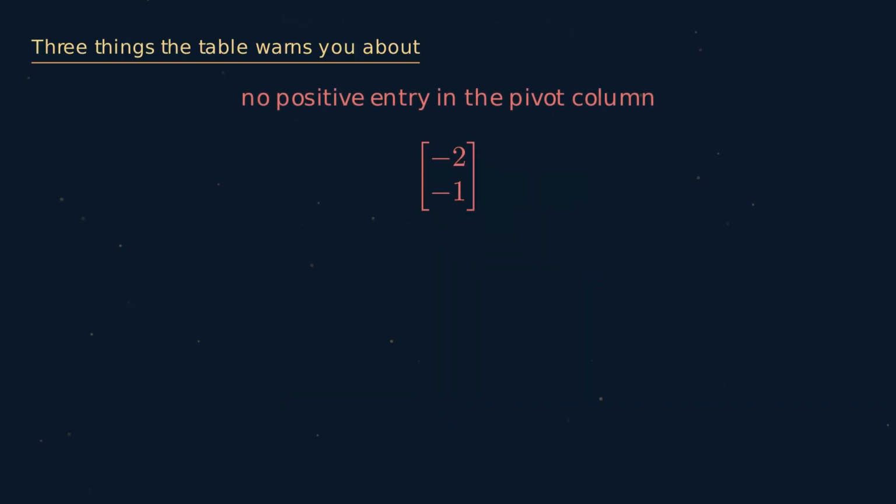First warning. Suppose the entering column has no positive entry anywhere. Then no row can stop the variable growing, the ratio test has nothing to choose, and the objective runs away to infinity. Your model is missing a constraint.